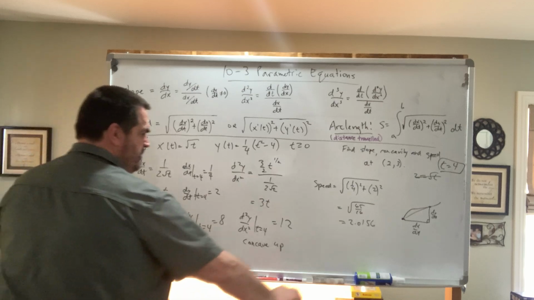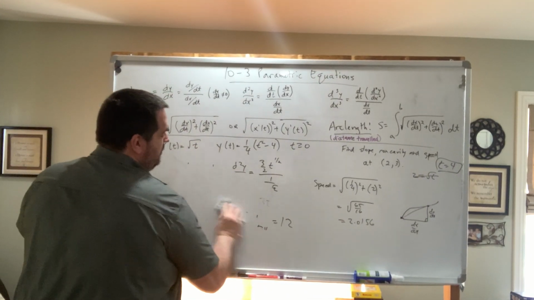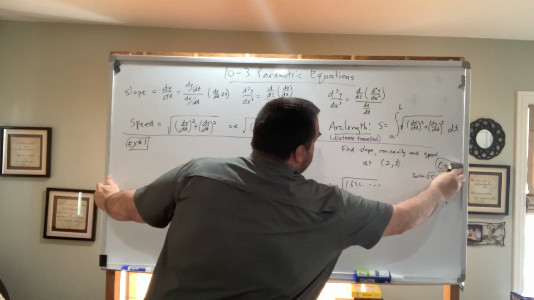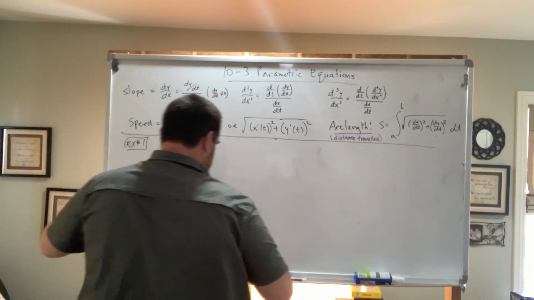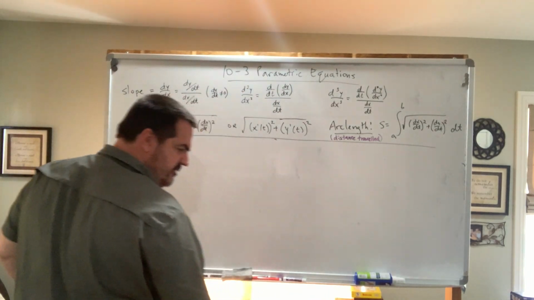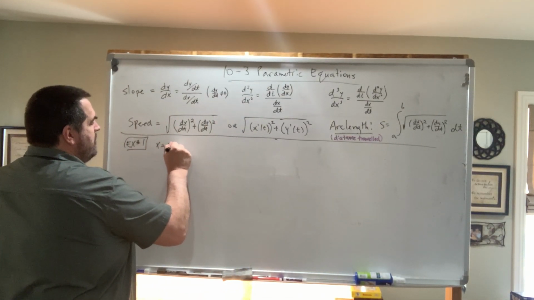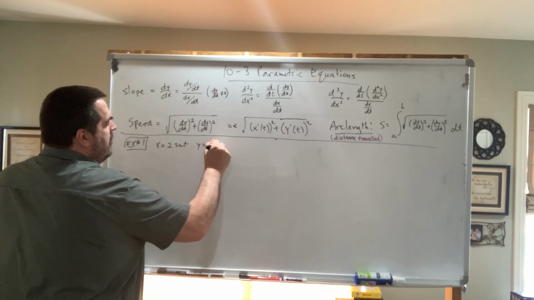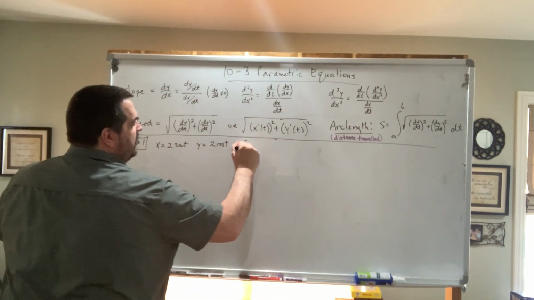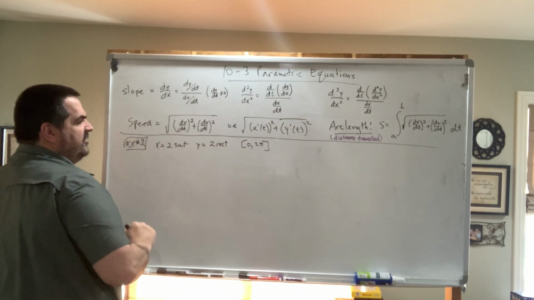I got a problem for you. So I wrote down the problem somewhere over here. Here we go. Yeah, x is 2 sine t, all right, and y is 2 cosine t. And we're going to find it from 0 to 2 pi. All right, so here's example 2.